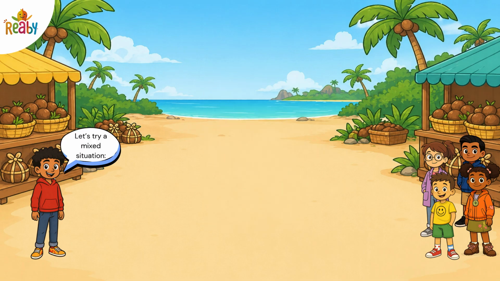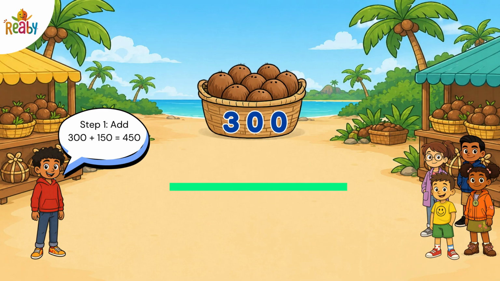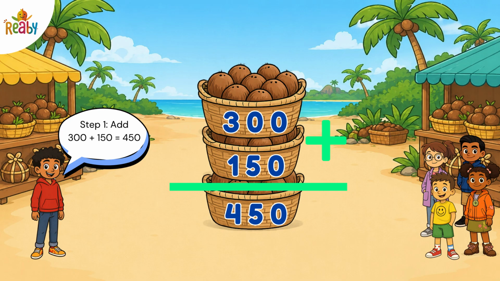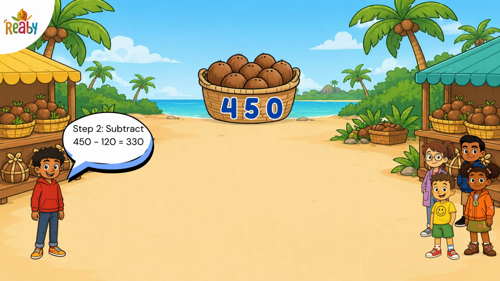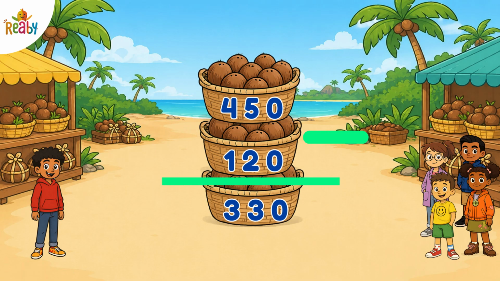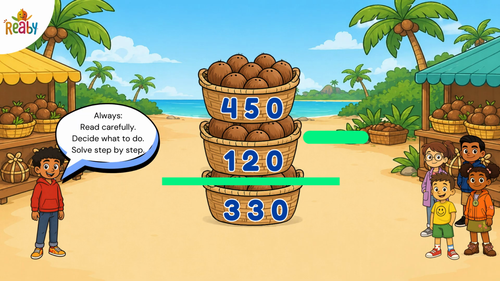Let's try a mixed situation. Start with 300 coconuts. Add 150. Take away 120. Step 1. Add. 300 plus 150 equals 450. Step 2. Subtract. 450 minus 120 equals 330. So the answer is 330. Always read carefully, decide what to do, and solve step by step.